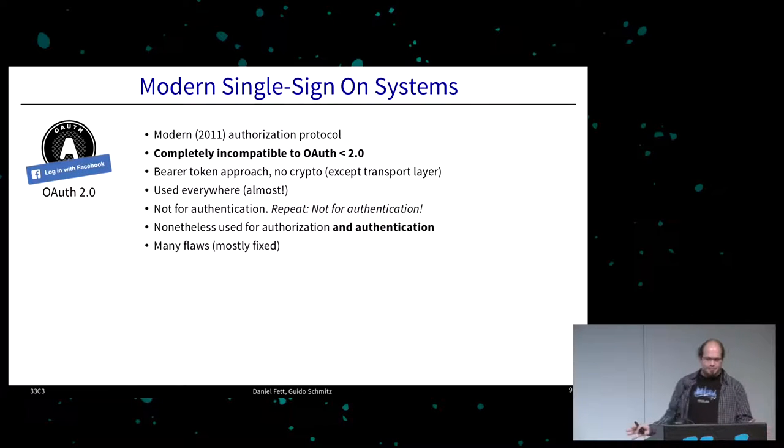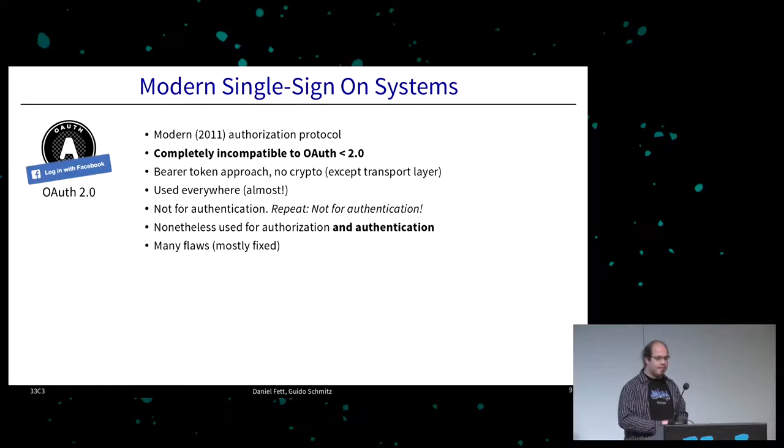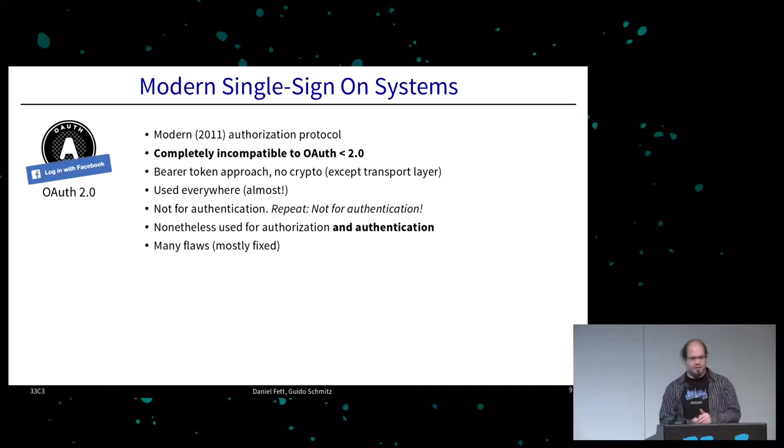Nonetheless, it is used in practice also for authentication. Facebook, for example, uses it for authentication. And so this protocol is now 5 years old. Many flaws have been discovered. Most of them have been fixed. I will talk about some of these flaws later in the talk. So this is OAuth 2.